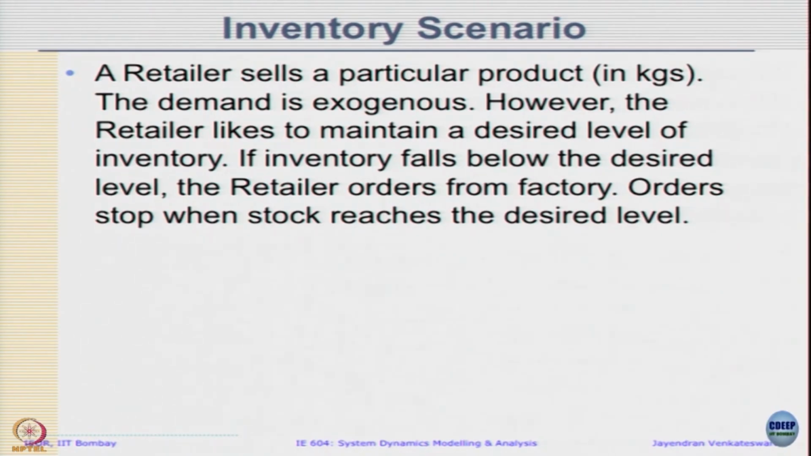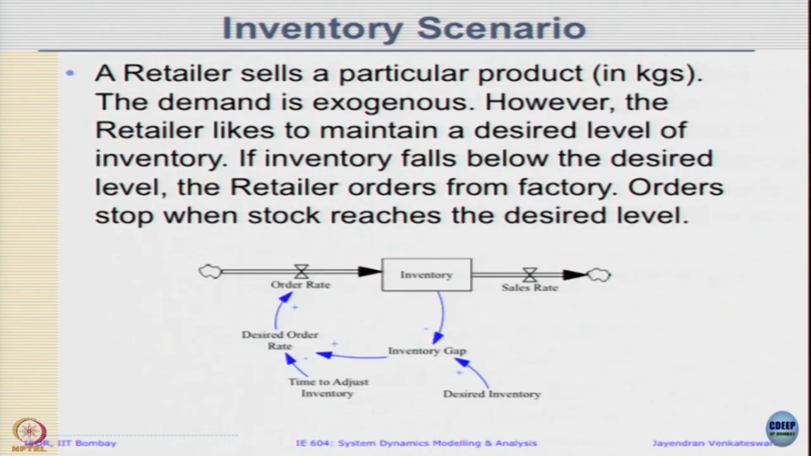A direct way that we have built similar models earlier is to model it as follows, where the desired inventory is provided, the inventory gap is calculated by the retailer, who then decides the order rate depending on how long it takes to adjust the inventory, and accordingly the order is placed and then inventory increases. Sales rate is exogenous to the inventory. Right. So, this is a typical negative feedback system with an exogenous outflow. This is the model that we see here. So, let us open Vensim and start modeling this.